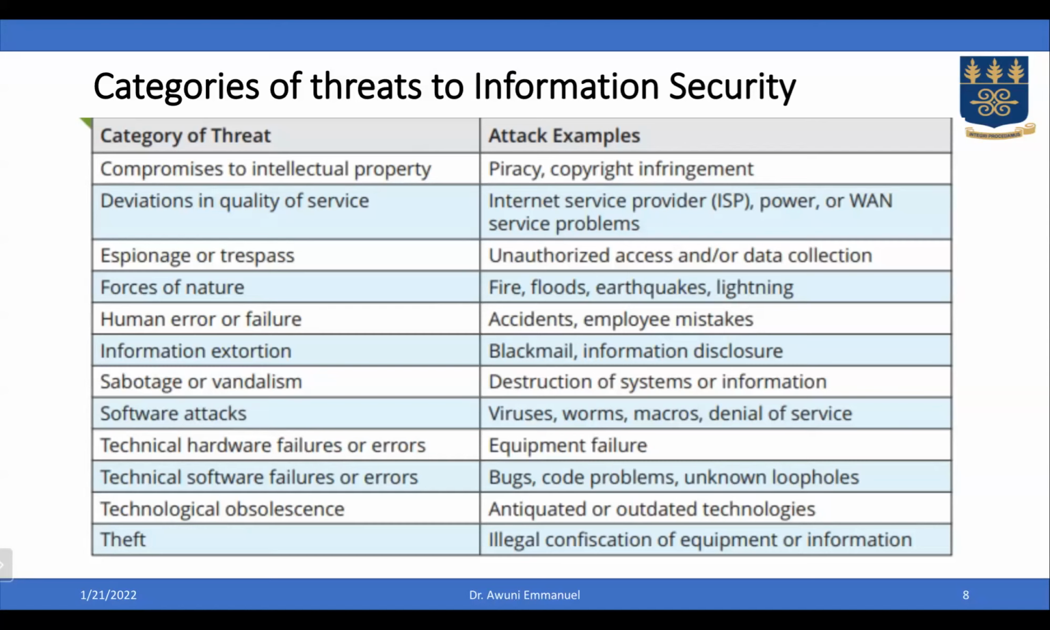So, categories of threats to information security. If you look at this table, you have the category of threats and examples of some of the attacks. Let's pick the first one, compromises to intellectual property. I remember we somehow spoke about intellectual property. What is it? Is there anyone in the class who can explain or give examples in respect of copyright infringement and piracy? And how do you think that one is a threat?